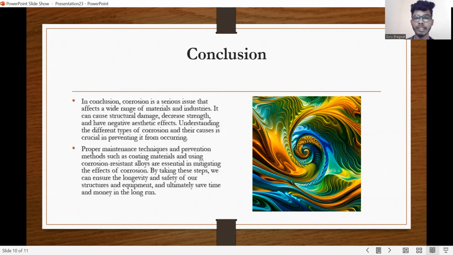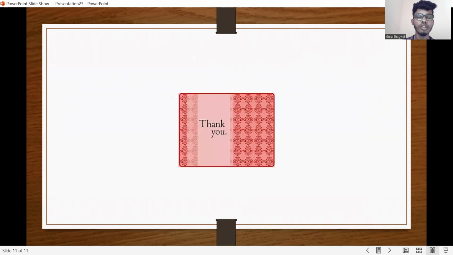By taking these steps, we can ensure that the longevity and lifespan will be increased, along with the safety of our structures and equipment, and ultimately save time and money, as the metal will have a long life span. So ultimately, it saves time and money in the long run. So this is all about corrosion, the types of corrosion and its effects.